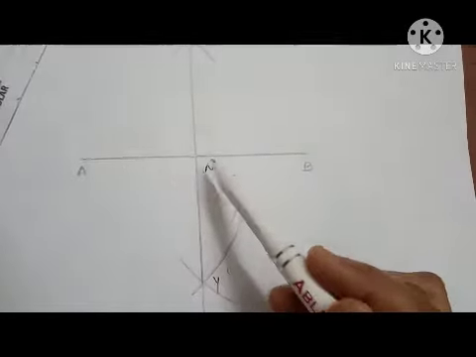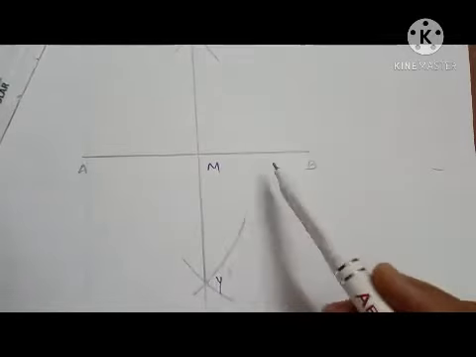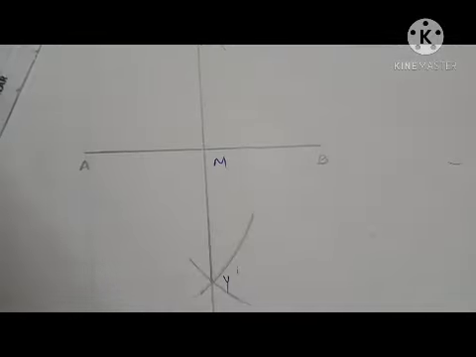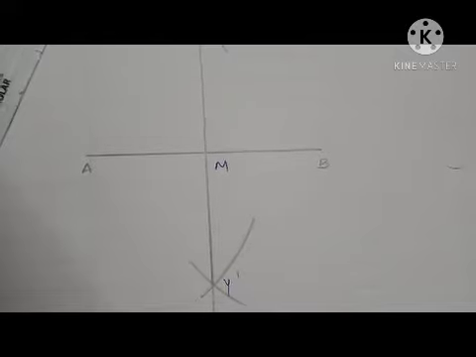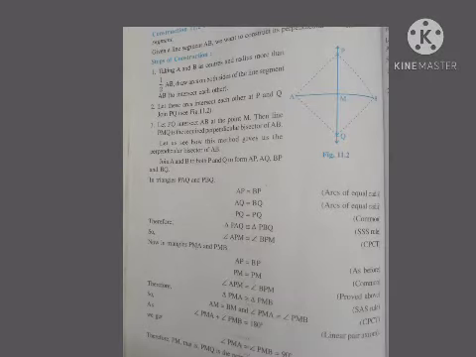From A to M and from B to M, that distance should be equal. Like that we can verify the result. Its justification is very simple. That will be given in the notes that you have to study properly.